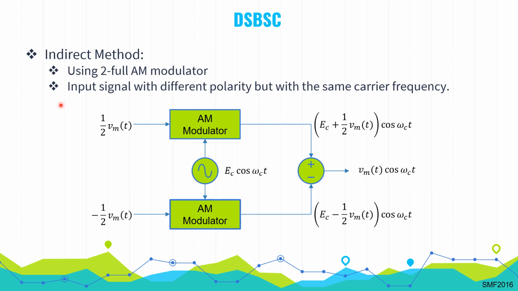Let's now look at the indirect method for generating DSBSC signals. In this method, two full AM modulators are used. The input signals to these modulators have different polarities but the same carrier frequency. The output of the first AM modulator is [E_c + 0.5 V_m(t)] cos(ω_c t). The output of the second AM modulator is [E_c − 0.5 V_m(t)] cos(ω_c t). When these two signals are combined, the carrier components cancel out, leaving only the sidebands. This results in a DSBSC signal where the carrier is suppressed.